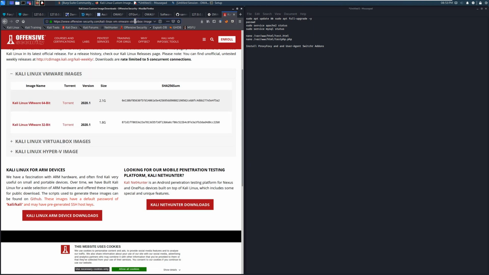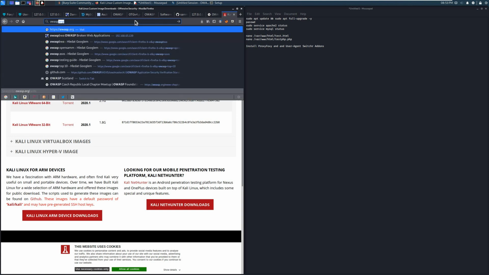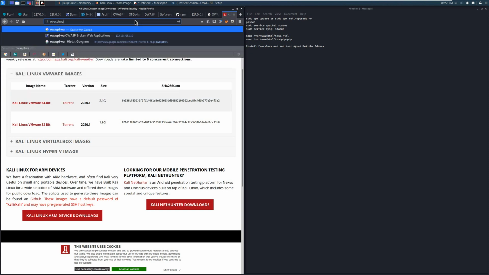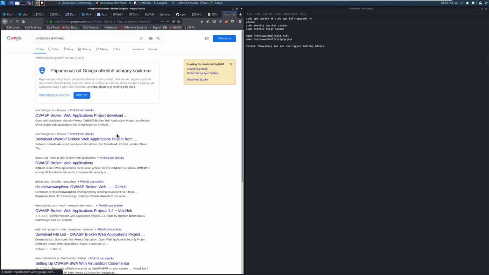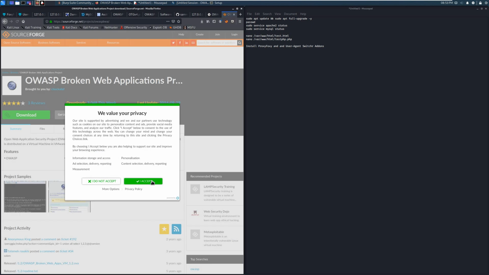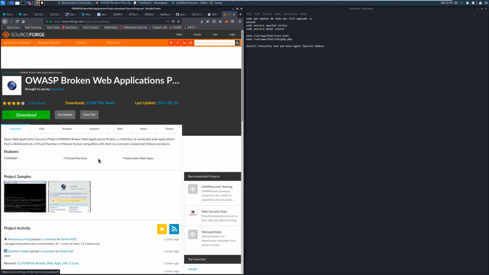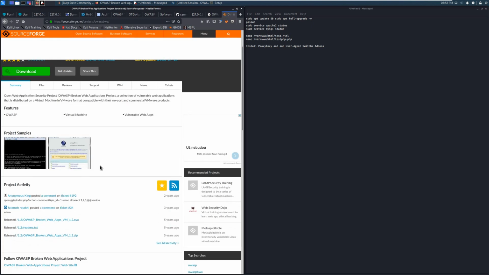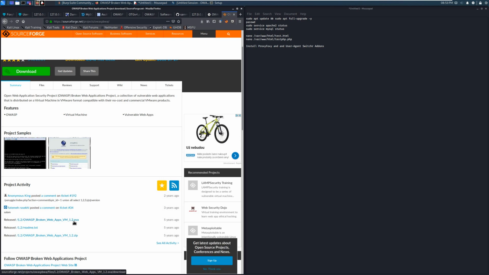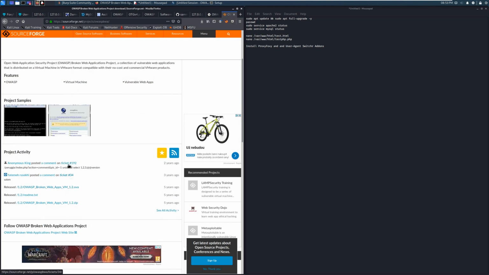And for OWASP BWA, downloading it is also super simple. Search for OWASP BWA download, and it's the first link. Yes, I accept. And here you can download the OVA or the zip file, again, it depends. So you just download it.